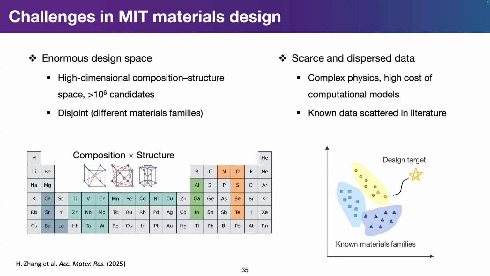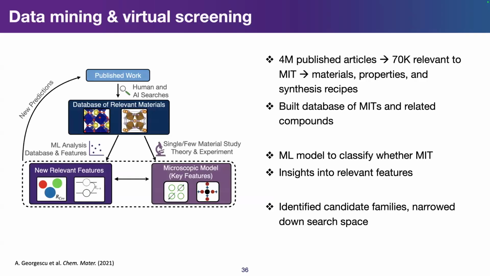To solve this, we have a long effort that started even before I came. To give you some context, I have to present some work not done by me, but by previous students. To collect data, they used text mining approaches to find materials and their properties from a large amount of published literature. With this data, they could build an initial database of MITs and related compounds. Using this initial data, they built machine learning models to classify whether a material exhibits an MIT, and also get some insights from these models into what features could be relevant. Putting this all together, they could identify some candidate families within that large design space that are more likely to host MIT materials. By doing that, we are effectively narrowing down the search space.